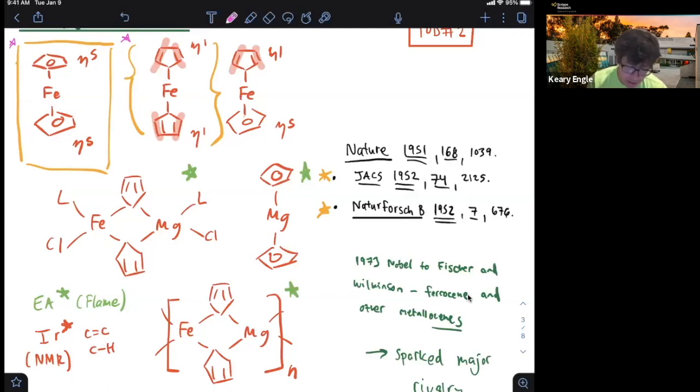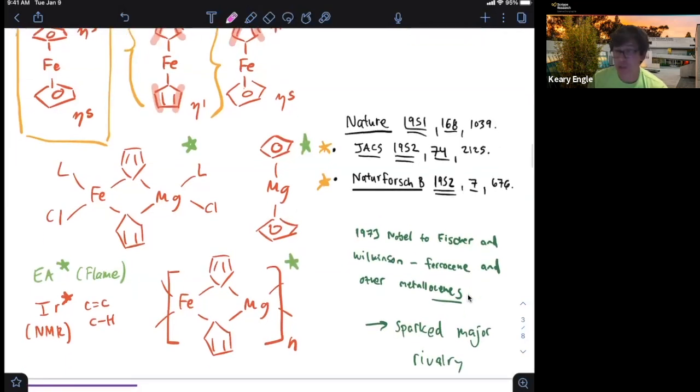So you could have an eta-1 coordination mode, or an eta-5 coordination. And all of these are isomeric to one another. Now you could have structures as well that contain magnesium. You could have a product that's just Cp2Mg.